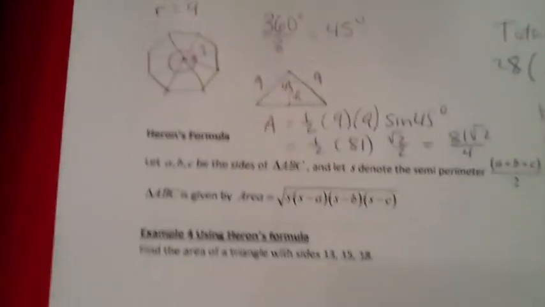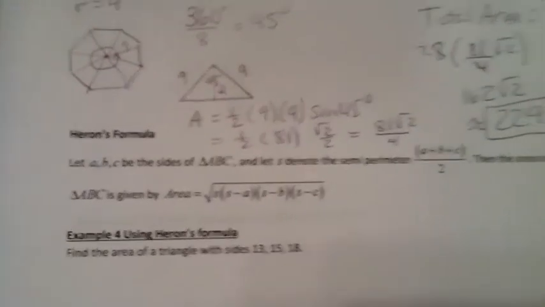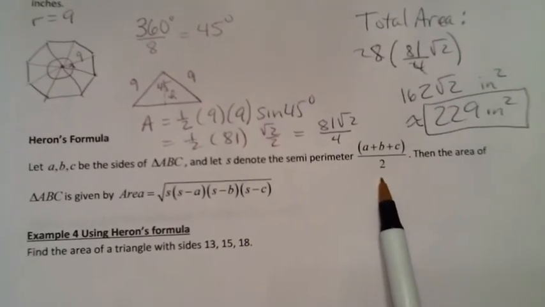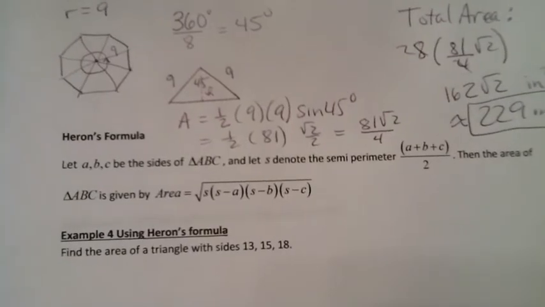Now what happens if we don't have any angles? Heron's formula is what we're going to use. The semi-perimeter is just adding up all the sides of your triangle and dividing it by 2. That is your S. And then you just use this formula. It will be given to you.